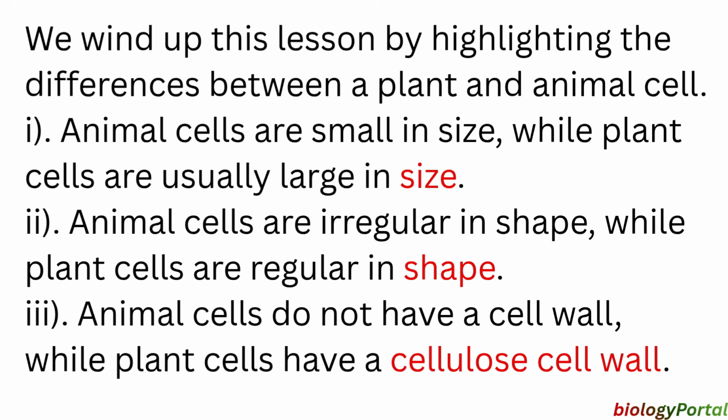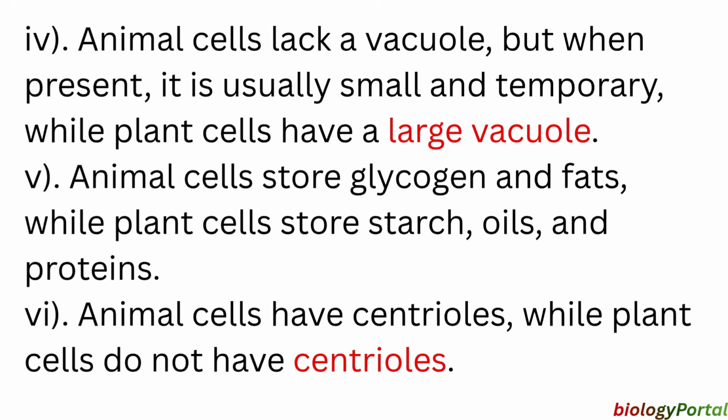We wind up this lesson by highlighting the differences between a plant and animal cell. 1. Animal cells are small in size, while plant cells are usually large in size. 2. Animal cells are irregular in shape, while plant cells are regular in shape. 3. Animal cells do not have a cell wall, while plant cells have a cellulose cell wall. 4. Animal cells lack a vacuole, but when present, it is usually small and temporary, while plant cells have a large vacuole. 5. Animal cells store glycogen and fats, while plant cells store starch, oils, and proteins.